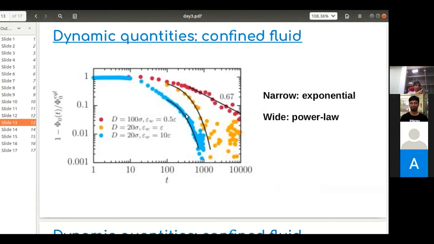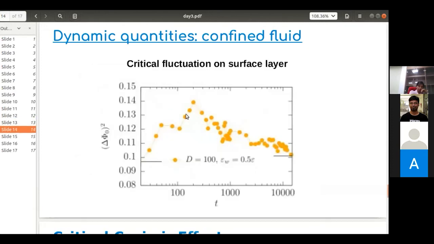And that is a manifestation of the fact that the moment you have a very narrow slit, it's basically the finite size effects which are going to play a very crucial role. So it changes the behavior from power law to exponential suddenly.